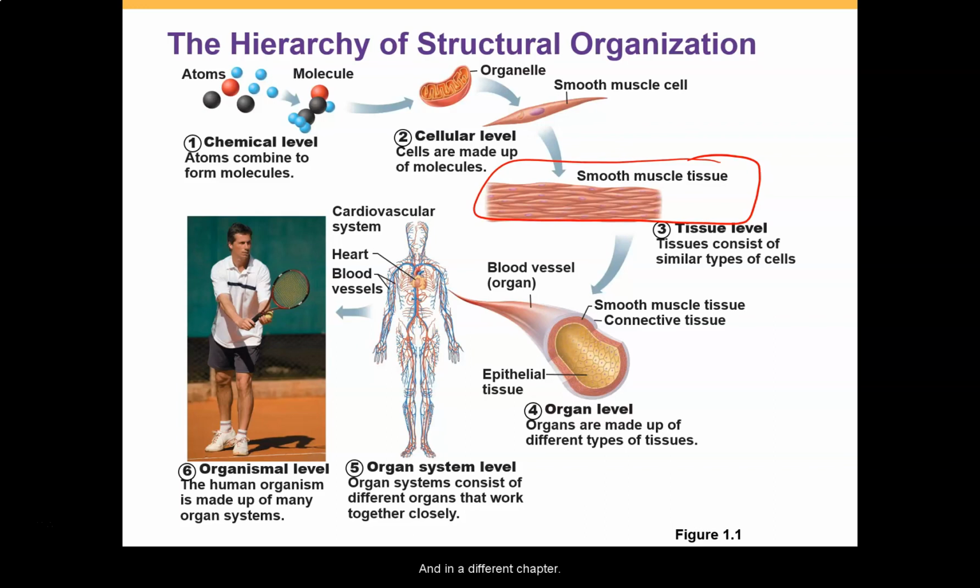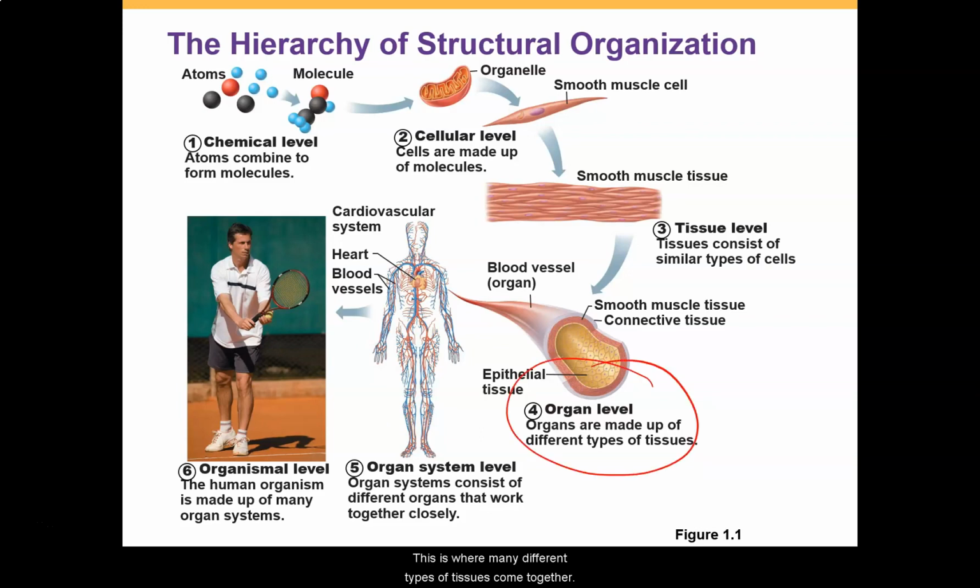And in a different chapter, we will explore the many tissues that we have in our body, and we will see the various cell types that come together to give rise to these tissues. The next level in which our body is organized is the organ level. This is where many different types of tissues come together and give rise to an organ.